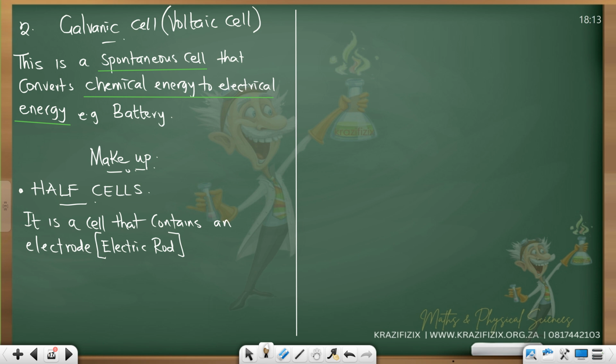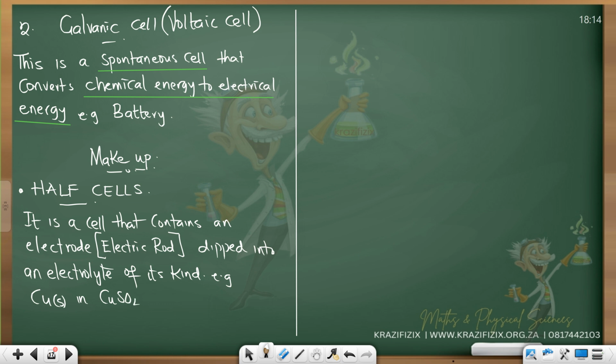All right. It is a cell that contains an electrode, and an electrode is an electric rod, dipped into an electrolyte of its kind, e.g. copper solid in copper sulfate, zinc solid in zinc sulfate, of its kind. We don't want to put zinc in copper, copper in zinc, right? Of its kind.